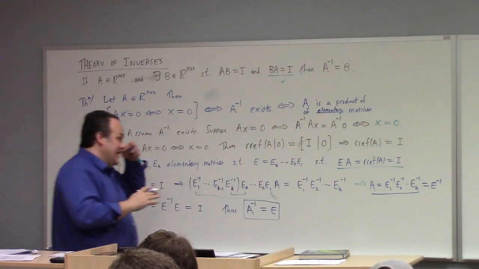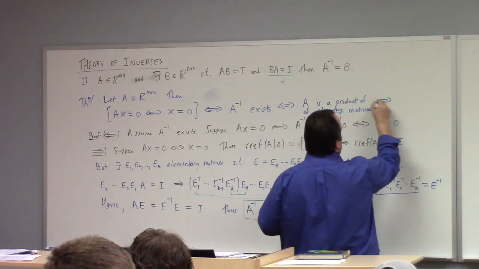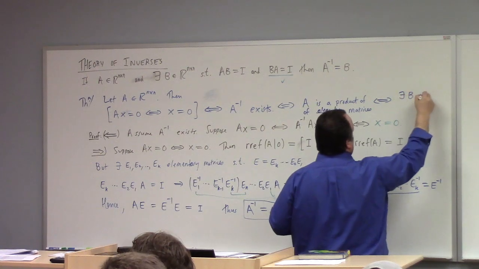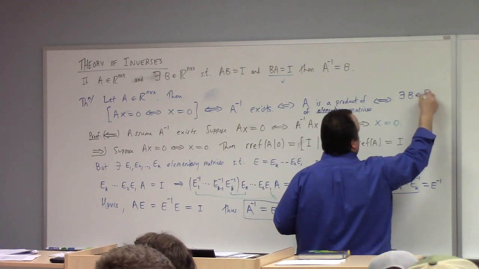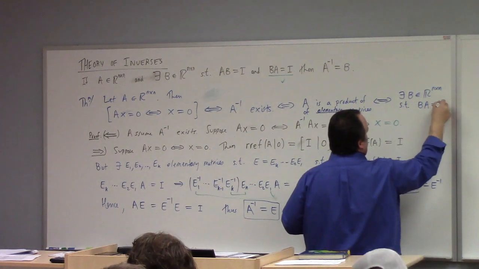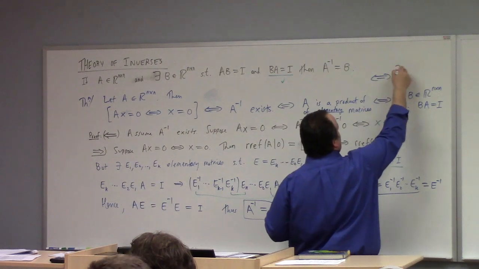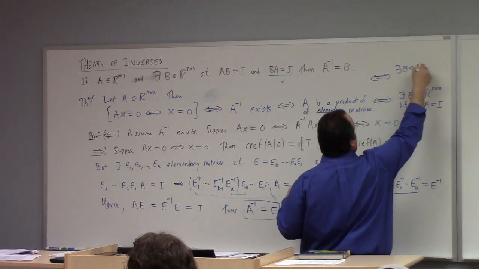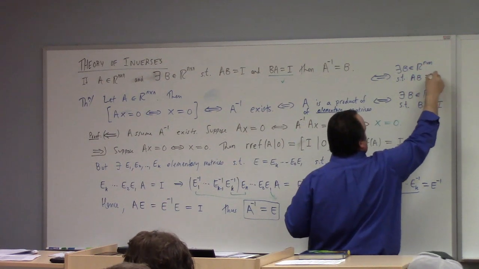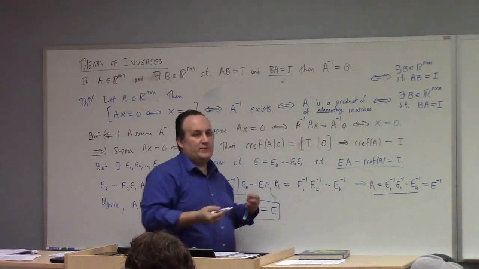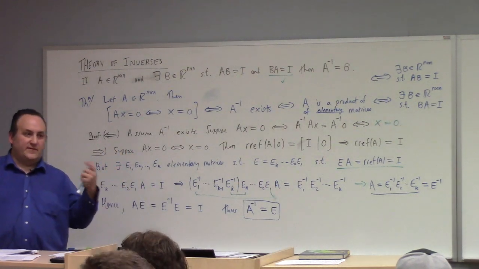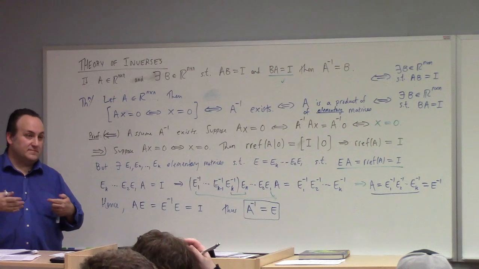Actually, this is true if and only if there exists B in n by n such that BA is equal to I. And I can add it up here: there exists B in n by n such that AB is equal to I. This is wonderful because going forward, we don't have to check both AB equals I and BA equals I to have an inverse. If you have either one of those, it follows that you have the other. That's the structure here.